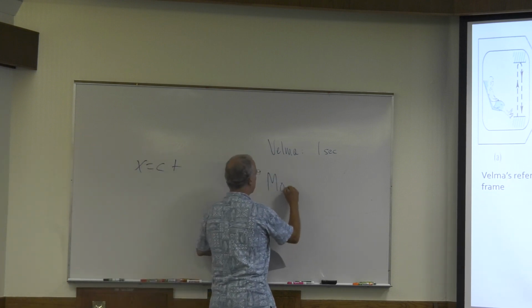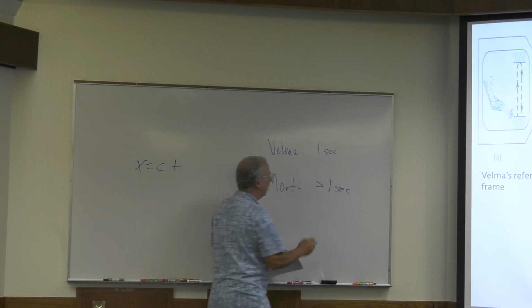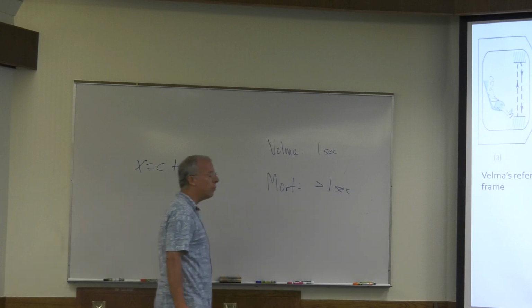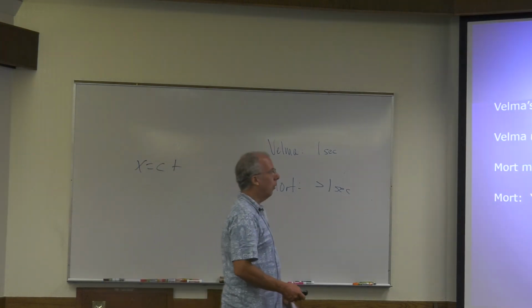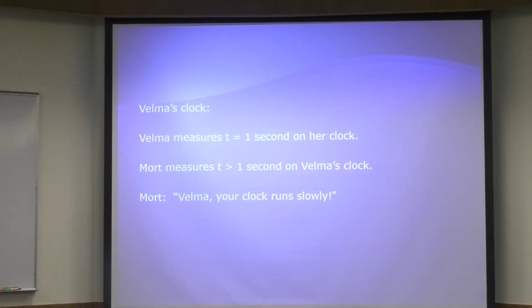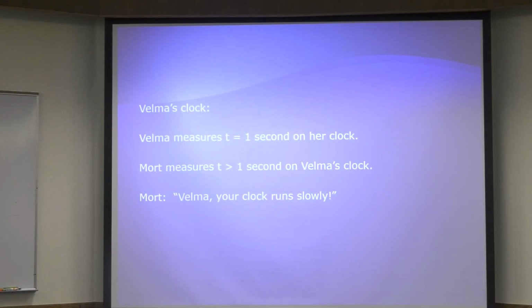So Mort says more than 1 second. Is he right? He's right. Is Velma right? She's right. They're both right. Time is relative. So we're concentrating on Velma's clock. Velma says 1 second. Mort says more than 1 second. Mort says, Velma, your clock is crummy. It's running slowly, because he measures maybe 2 seconds or 3 seconds, and she just measures a second. So Mort says your clock is a piece of junk. But wait a second. They're both right, because time is relative.